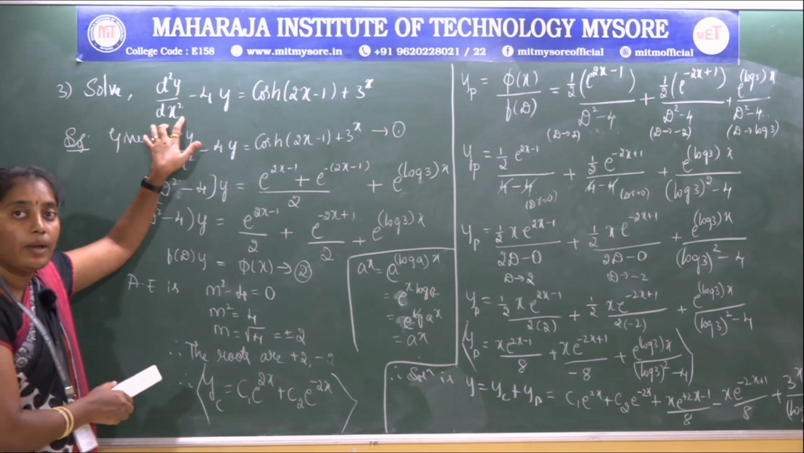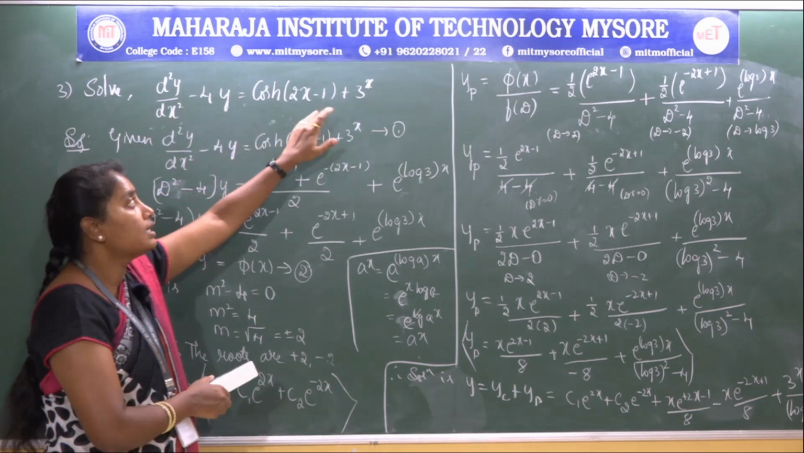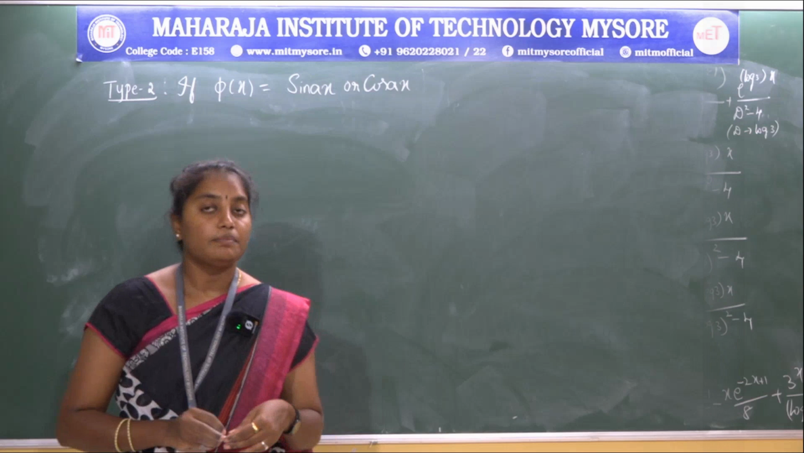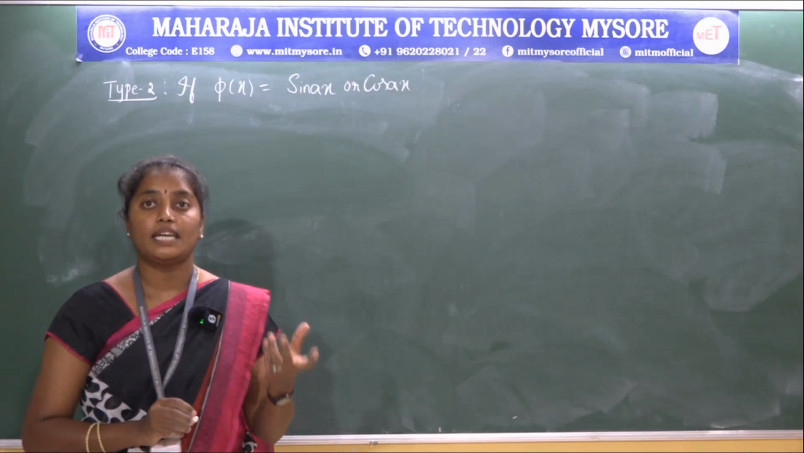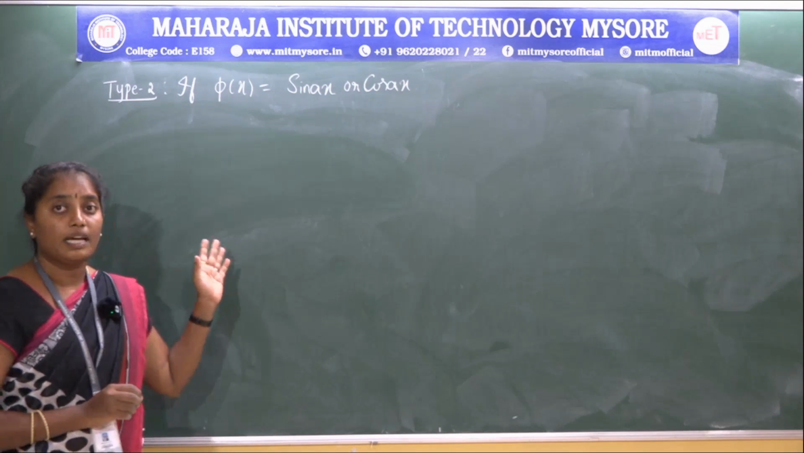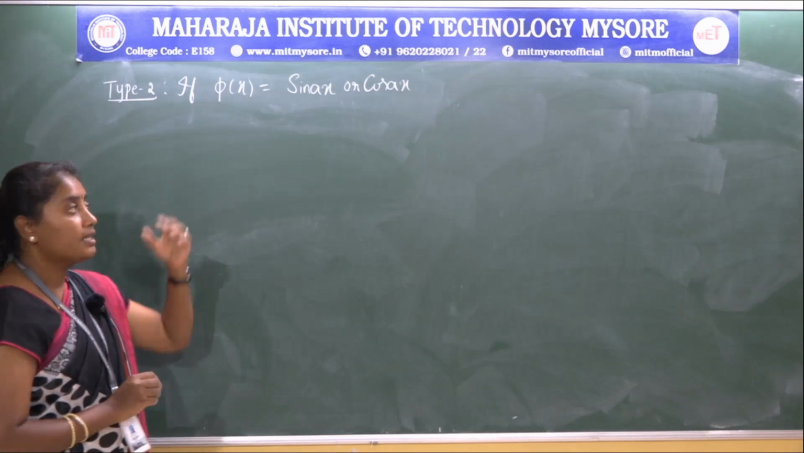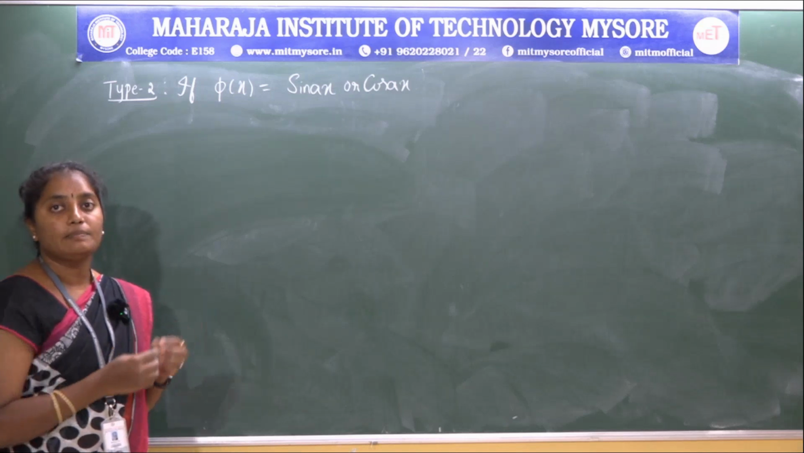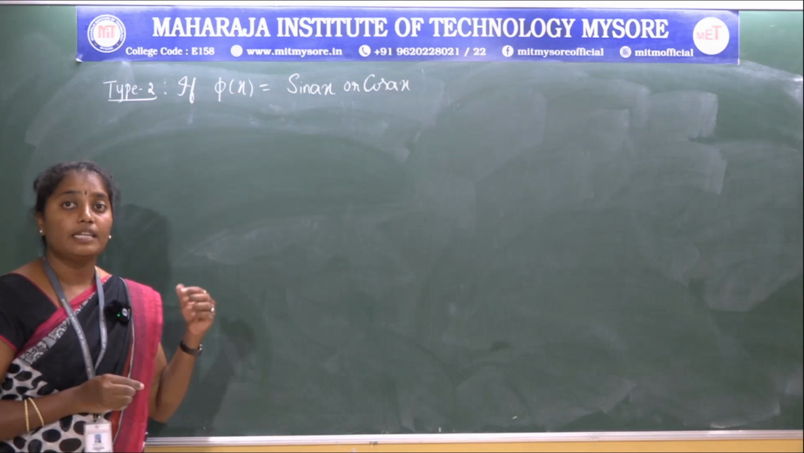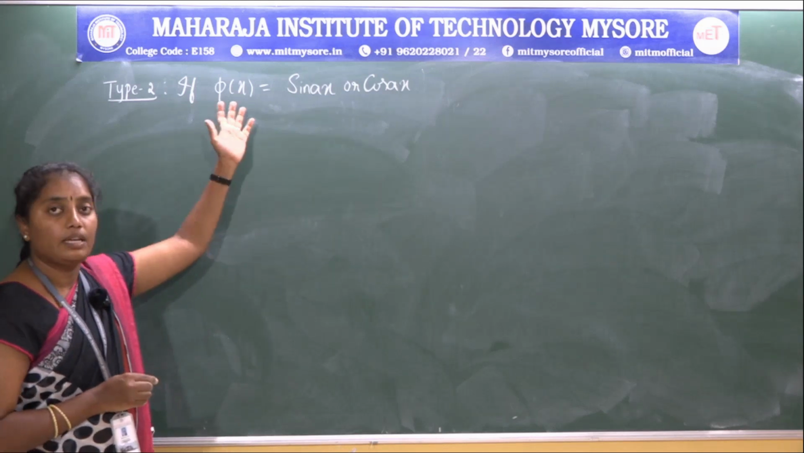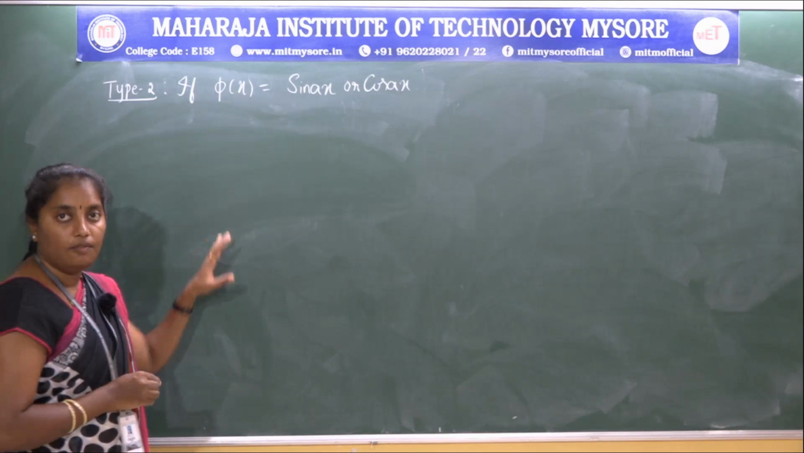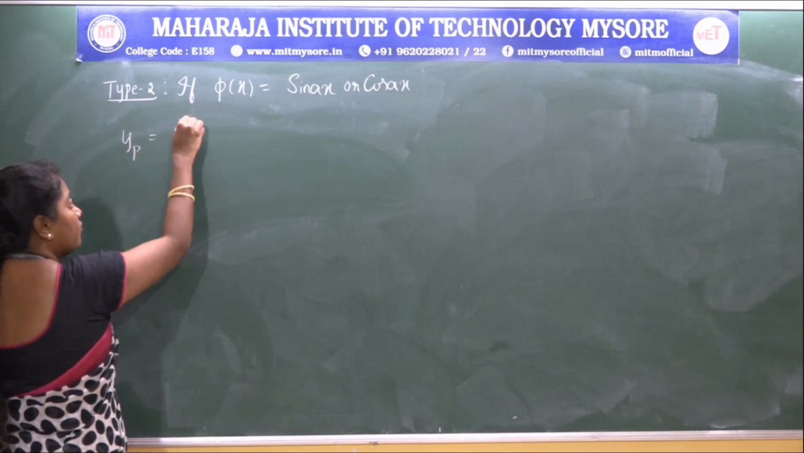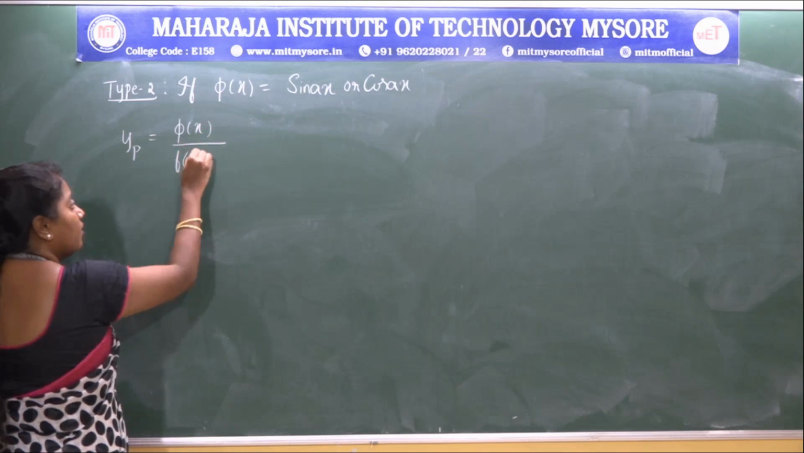D square y by dx square minus 4y is equal to cos hyperbolic 2x minus 1 plus 3 power of x. After completing problems on exponential term, that is type 1, let us discuss the problems on type 2 phi of x function, that is sin ax or cos ax. As usual, first we have to find complementary function taking LHS part of the given differential equation. To find a particular integral, if the function phi of x equal to sin ax or cos ax, we have to apply this procedure, that is yp is equal to phi of x divided by f of d.